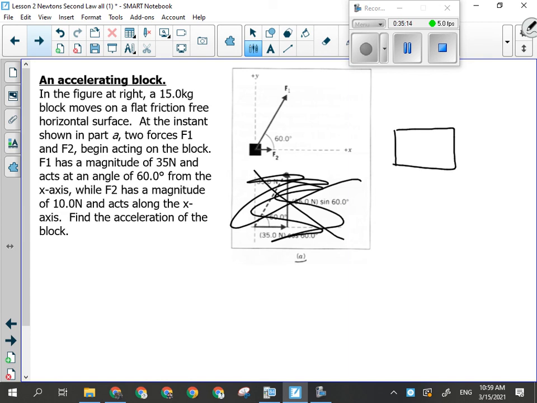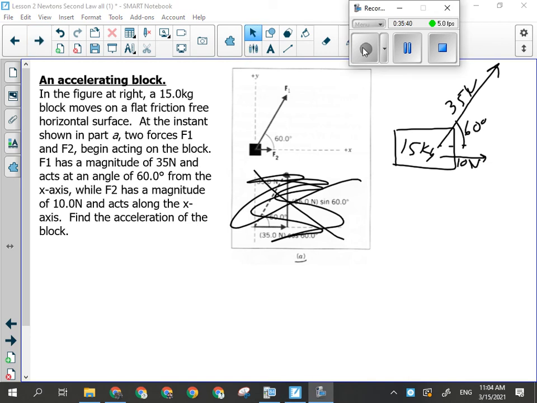We know it's a 15 kilogram block. We know there's this force here, directed 60 degrees, it's 35 newtons. And then there's also this force, that's 10 newtons. So those are my two forces. I want to get the acceleration of the block. Going to have to do a little bit of vectors, and F equals m times a. All right, give you a couple minutes on that.